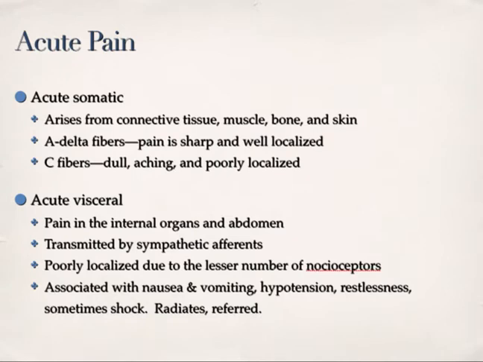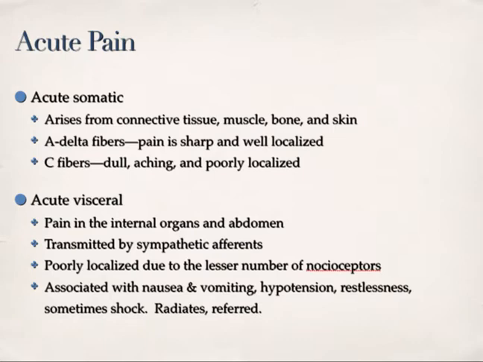Acute somatic, so like I said, it's usually more of that axial skeleton or part of the body, whether it's like your connective tissue, muscle, bone, skin, etc. Once again, the A delta fibers are those sharp, well localized. C is more those dull, aching, poorly localized pain receptors. And then when we look at acute visceral, this is once again internal organs, and we commonly refer this to like abdominal pain in a patient.